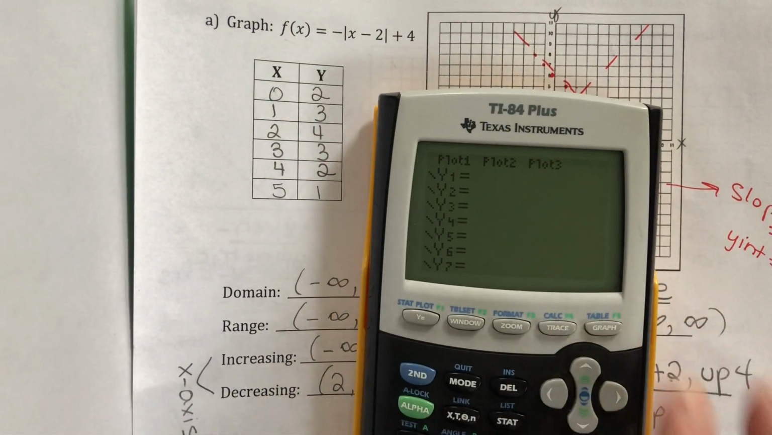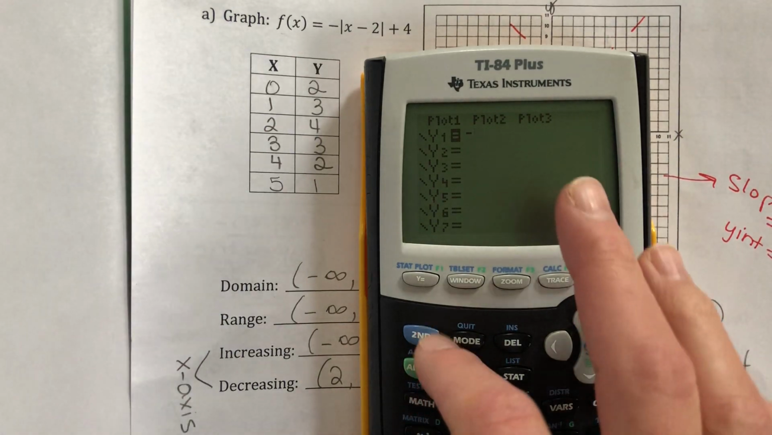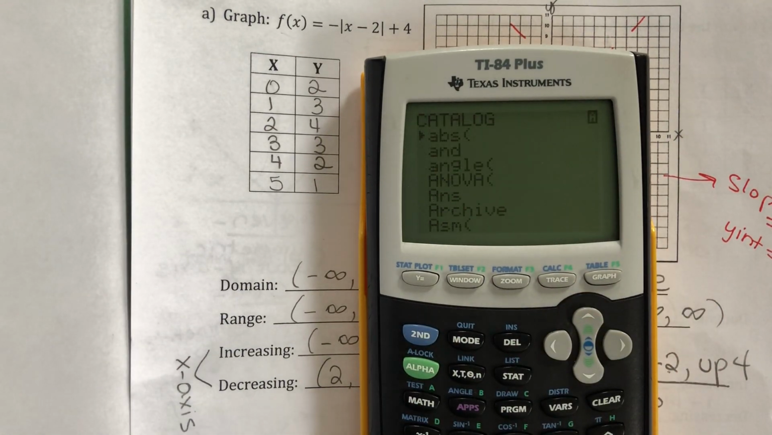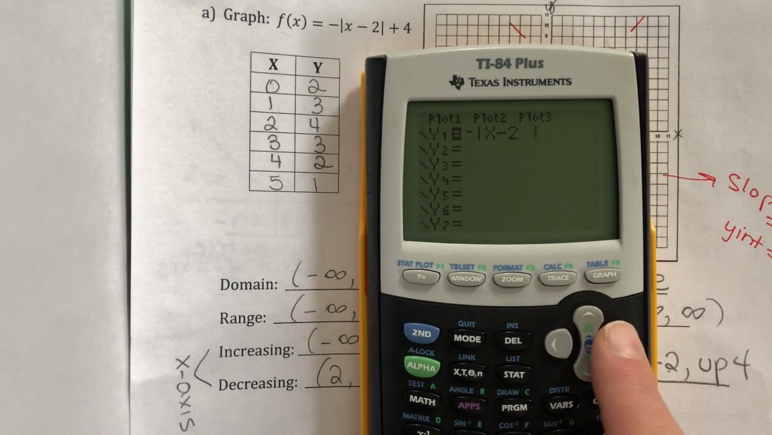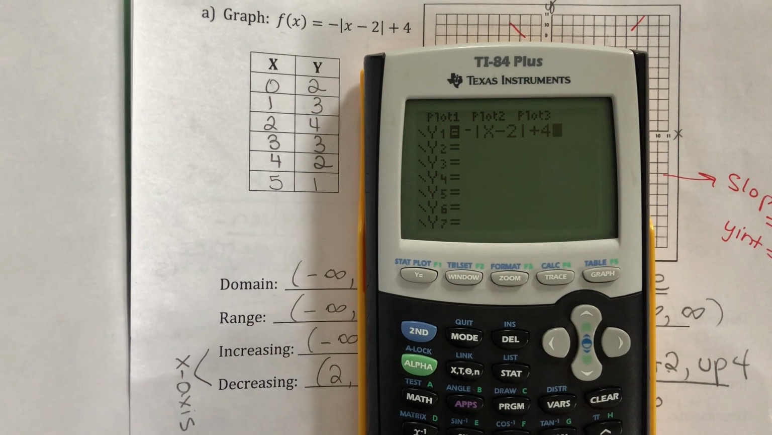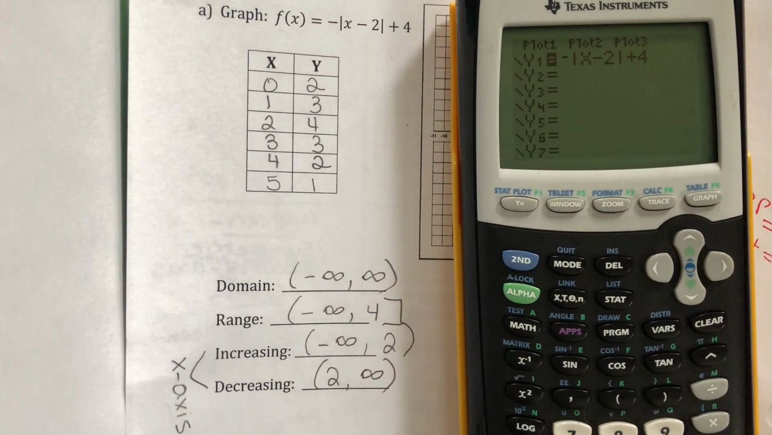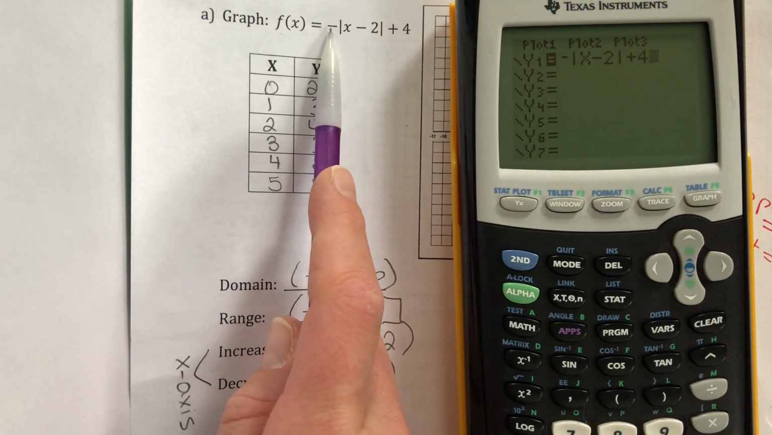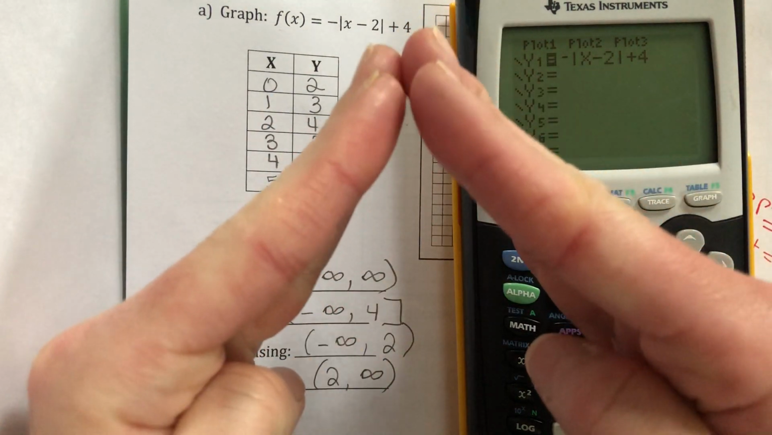So I'm going to type in the negative first. Remember, the negative, use the one by the decimal point. So second catalog, which is the 0 button, absolute value, x minus 2 plus 4. Now before I hit graph, I just want to keep in mind a couple of things. I see that negative in front, so that means the graph is going to go from looking this way to looking more like this.